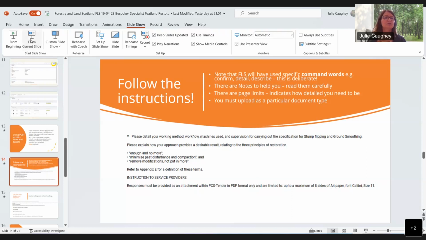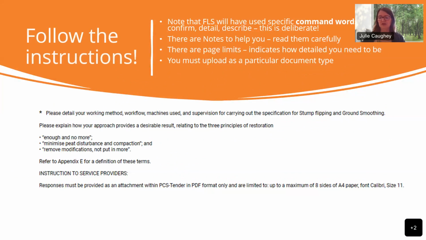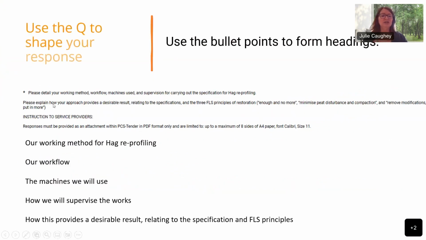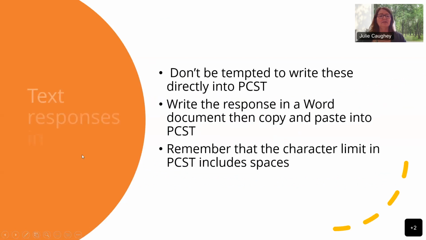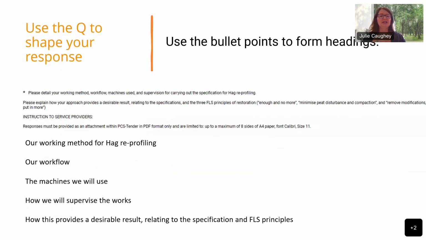So if I then go to the next one, breaking the question down into headings. So what's your working method? What's your workflow? What machines will you use? How will we supervise it? And then how will we get a desirable result? Look at the specification and those principles. If you answer all of this, then you will be answering the question, every single element of the question. And that's why it's really good to use the question to create headings.